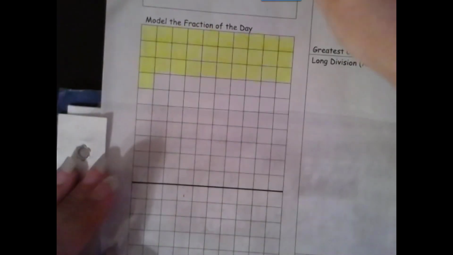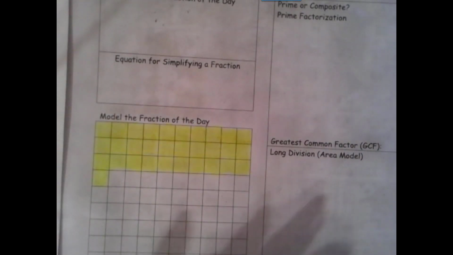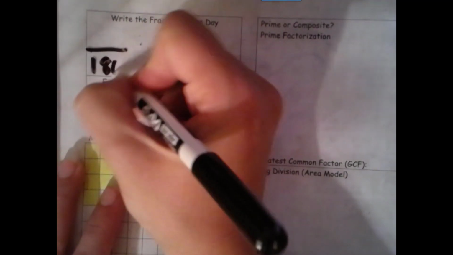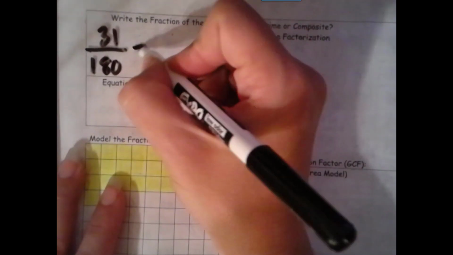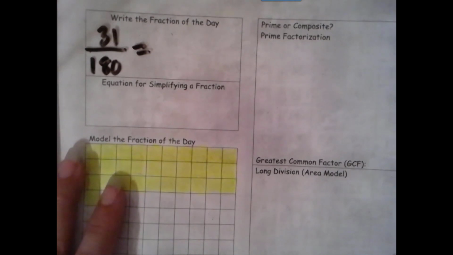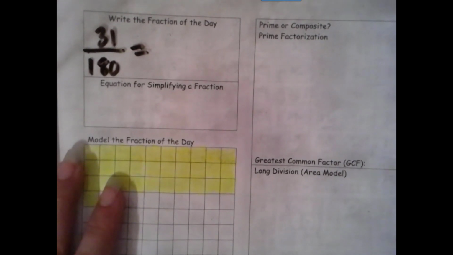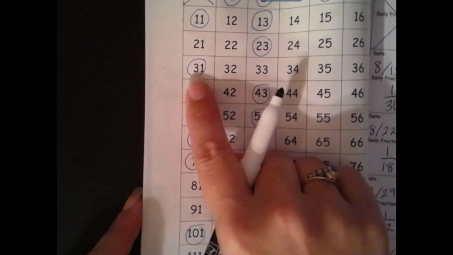Starting that new row there. Alright, our beginning fraction. Our denominator is 180 because that's the total amount of school days. We're on day 31. Now we want to look at that numerator. Is that numerator prime or composite? Let's look and see. 31 is circled, so 31 is prime.